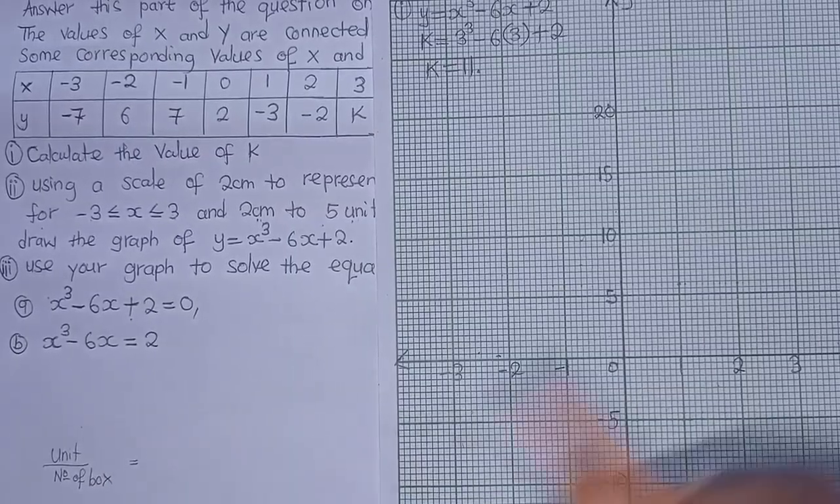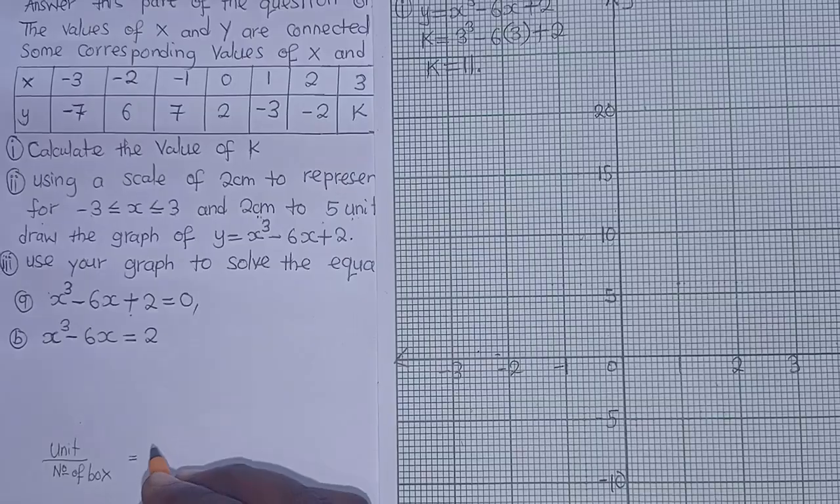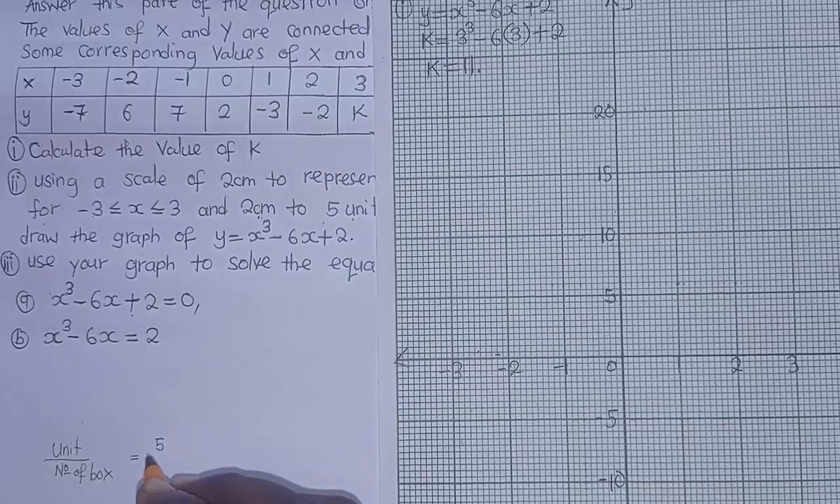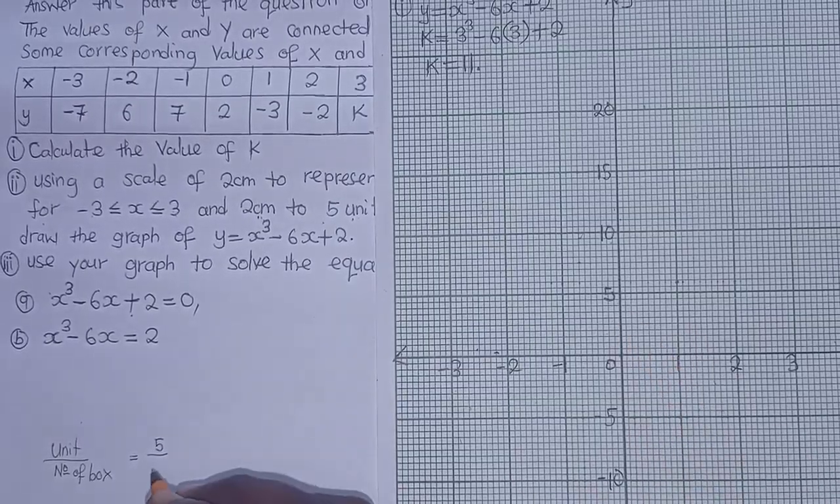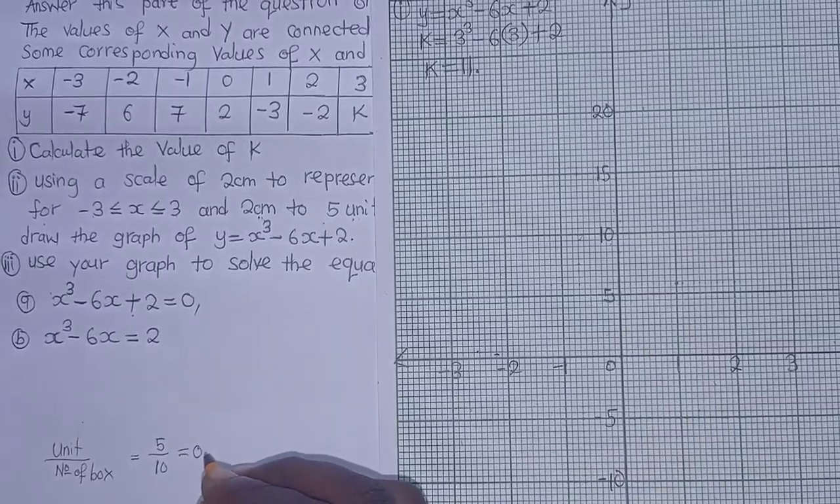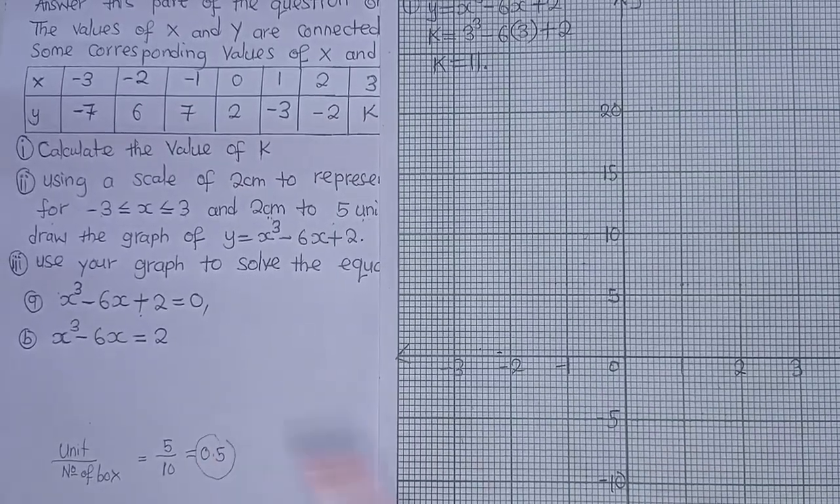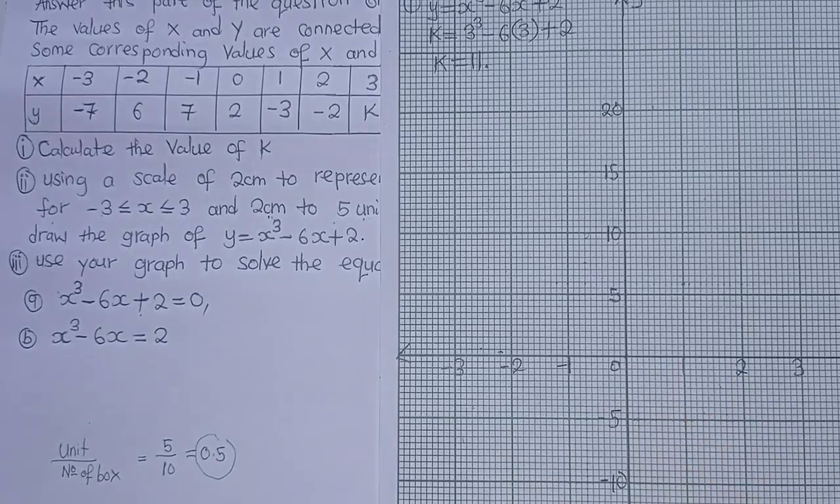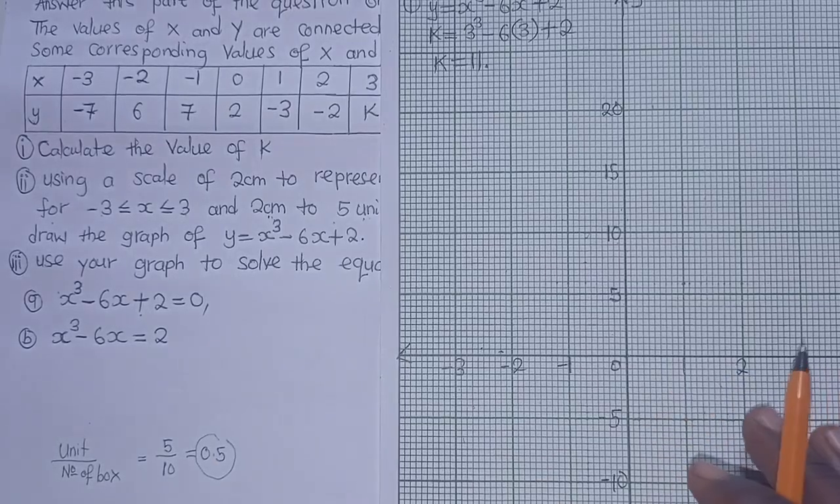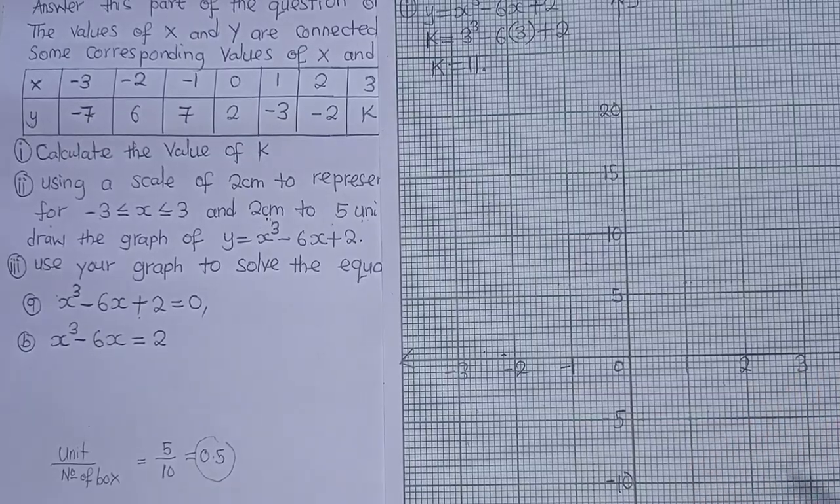I say units on the y-axis. I'm told 2 centimeters is representing 5 units. In the 5 units, how many boxes am I having? 10. So if I divide there, I get 0.5. So one box is what? 0.5. This small box is 0.5. Meaning that for me to have 1, I need to count 2 boxes.